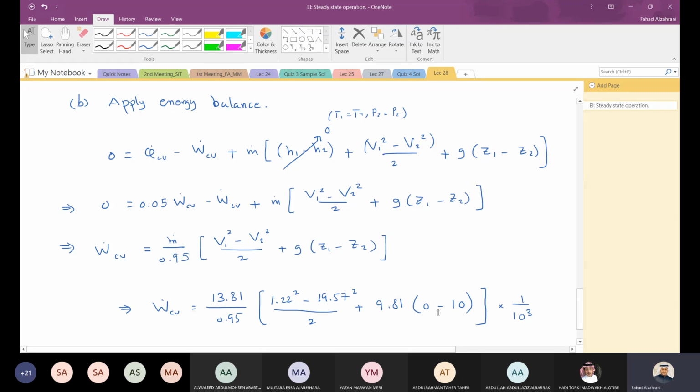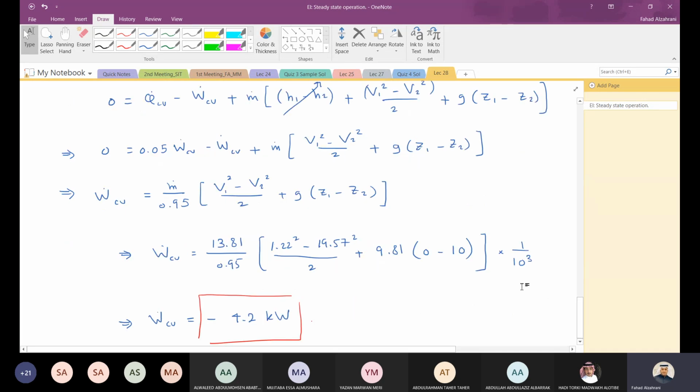So this is 0 minus 10, which gives you the potential energy, since gravity is going downwards. Be careful about this. Then this is just V1 squared minus V2 squared. In the final equation I divided by 1000 to get kilowatts. So the final answer is minus 4.2 kilowatt, which means this is power input, which is negative. So it's work done on the system, which is negative according to our convention. So my calculation here is correct.